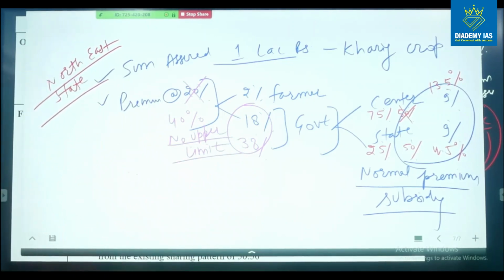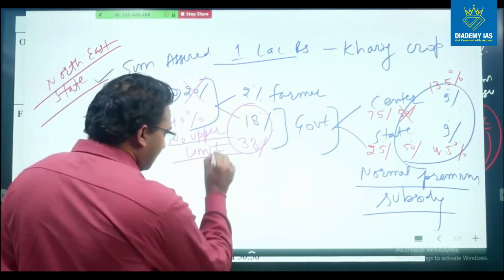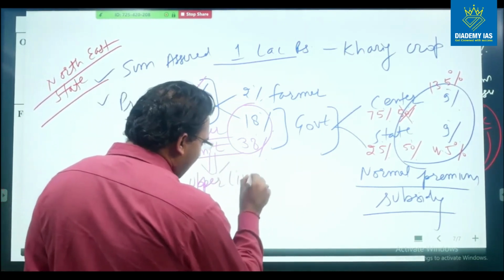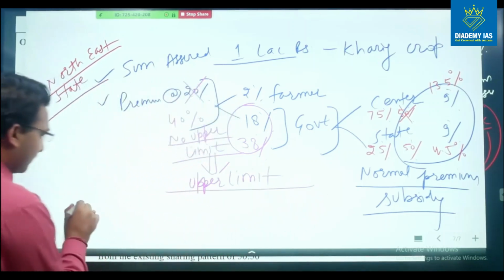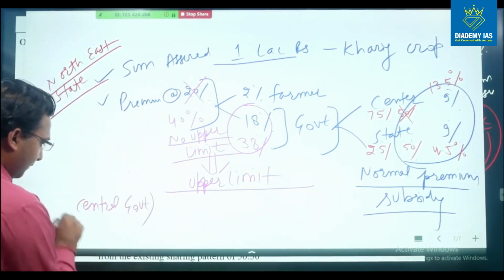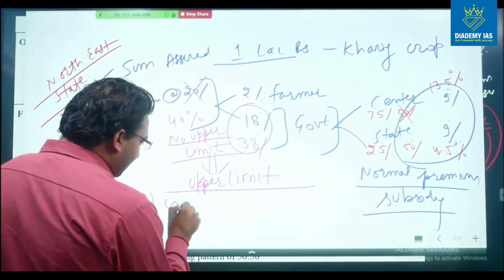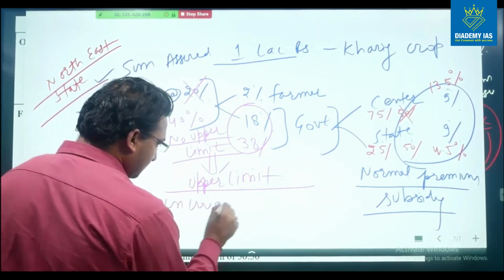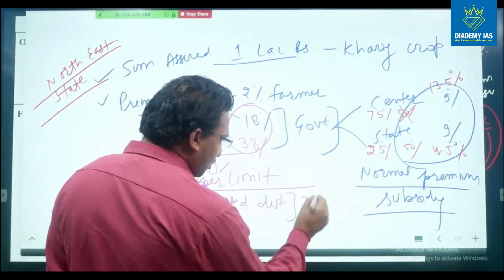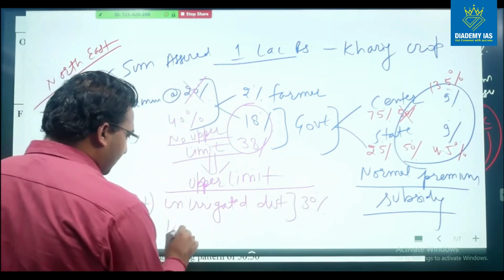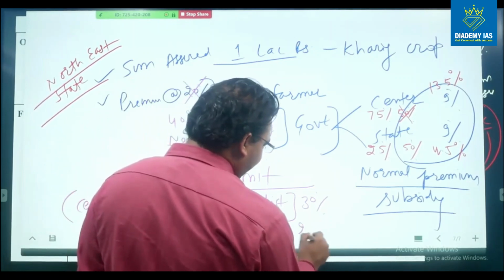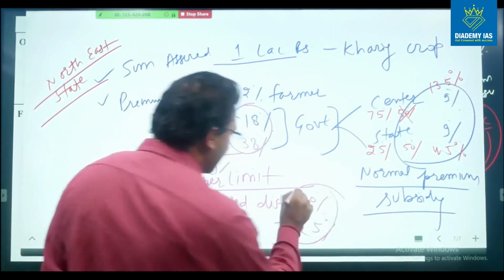With the changes coming in February 2020, they have inserted the upper limit. So now the central government subsidy in case of unirrigated districts is 30% of the sum assured, and in case of irrigated districts it is 25% of the sum assured. So this is the upper limit which has been fixed.